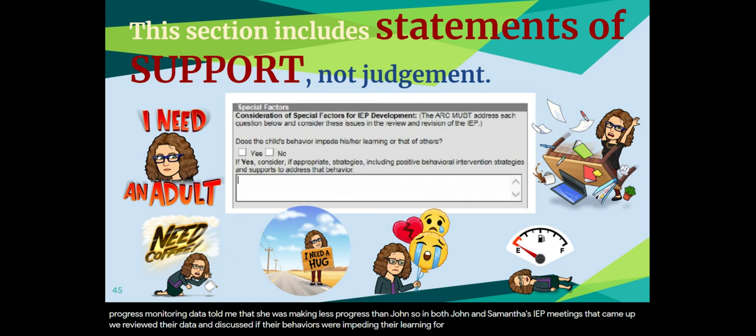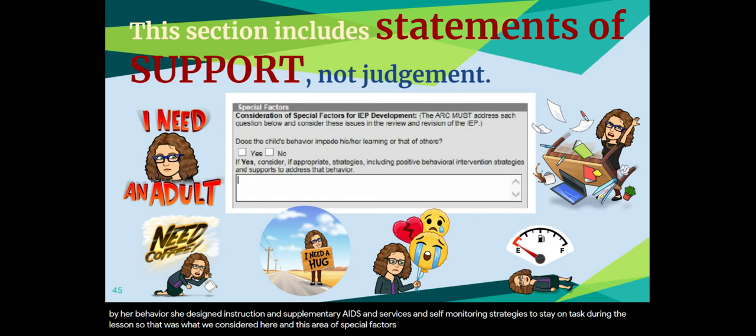Even though Samantha's behaviors were impacting her learning and she never disrupted class at all, her learning was very impeded by her behavior, and she needed some significant specially designed instruction and supplementary aids and services and self-monitoring strategies to stay on task during the lesson. So that was what we considered here in this area of special factors.